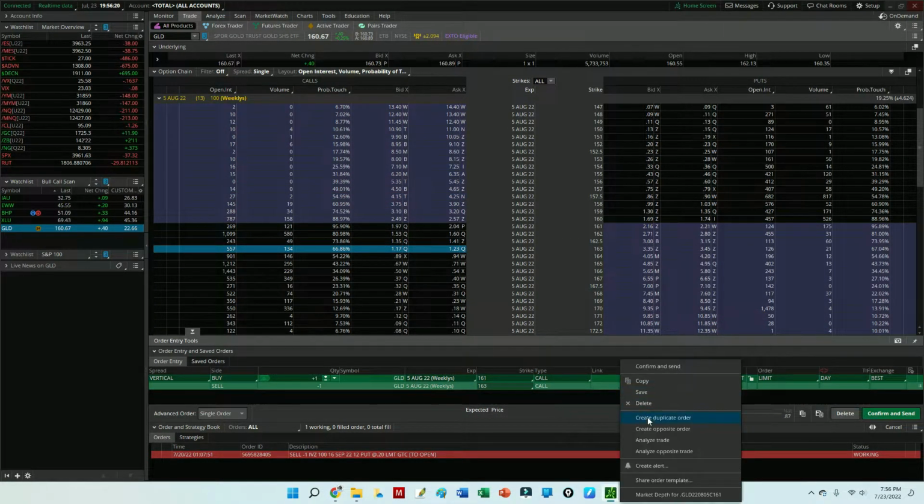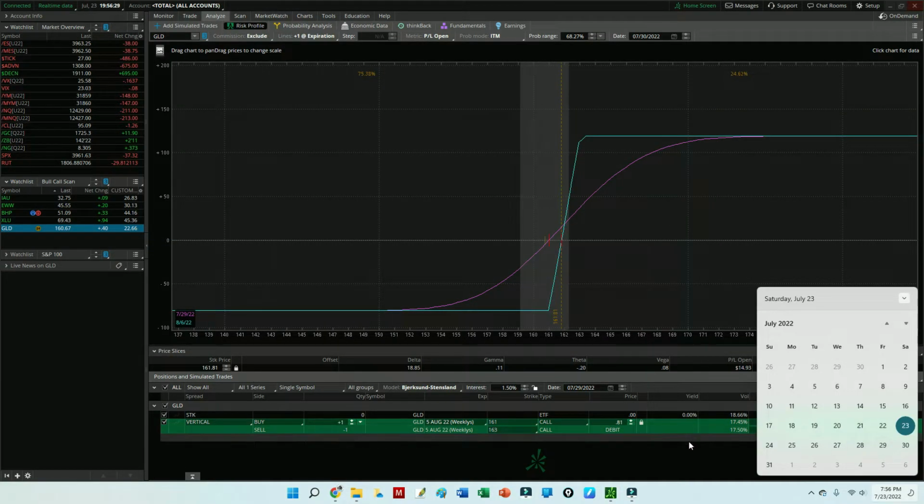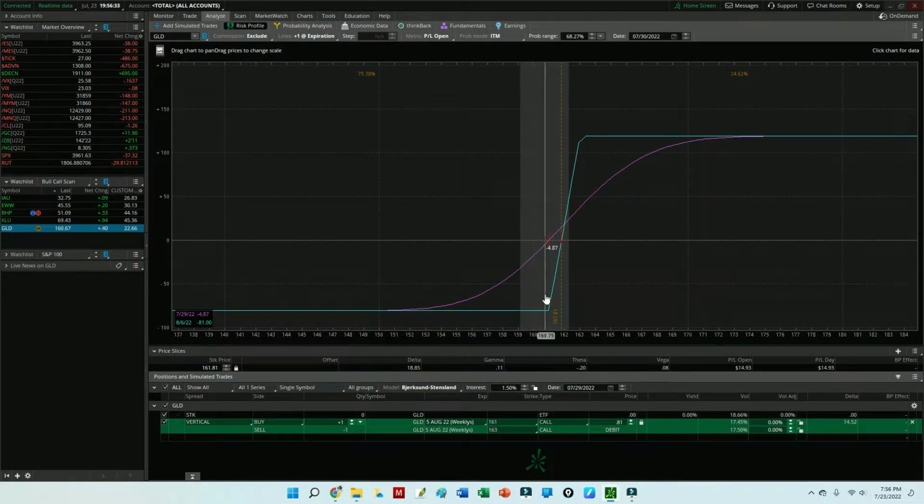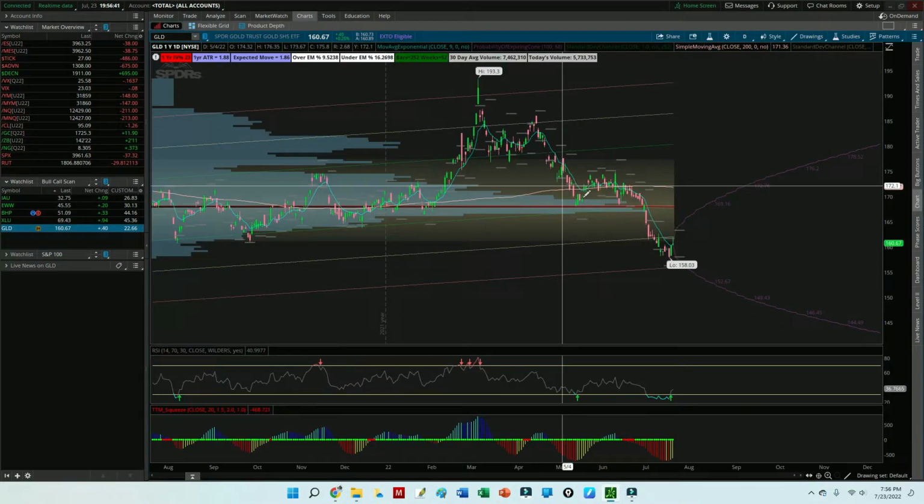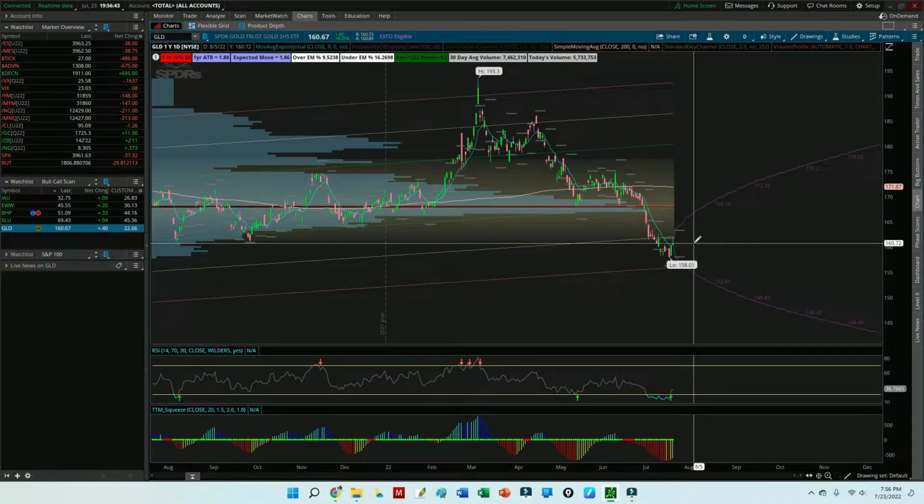And if we analyze that trade, you can see that this upcoming Friday would be the point at which I would like to get out of this trade sometime this week. You can see if it does reach 163, we'll make about $40 on this trade really quickly, in just a week's time.